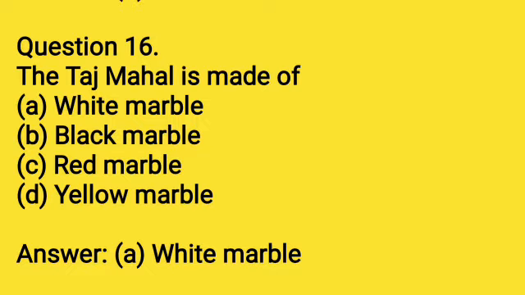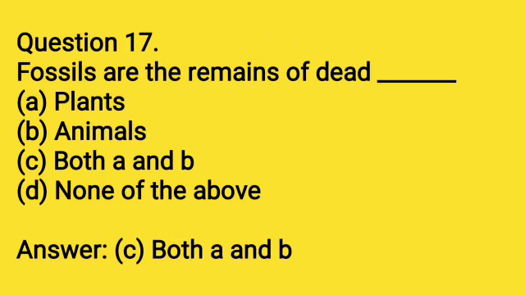Question 16. The Taj Mahal is made of A. White marble. B. Black marble. C. Red marble. D. Yellow marble. Answer A. White marble.